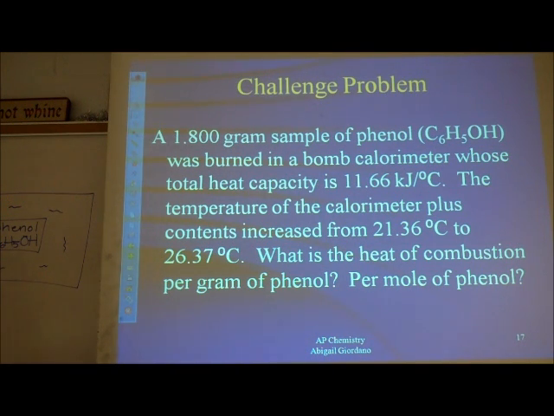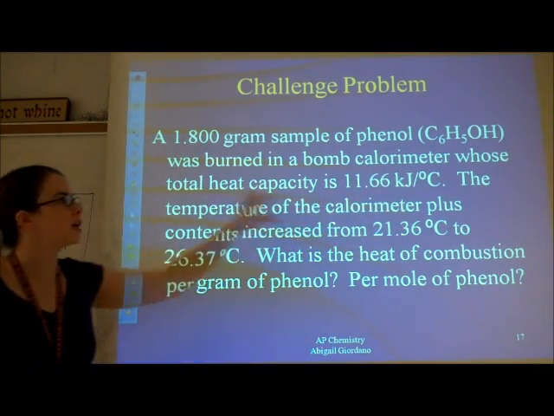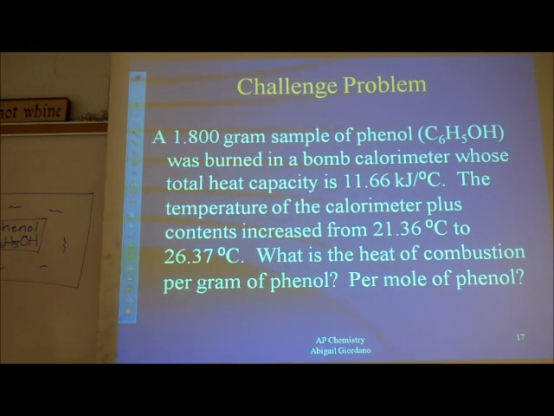All right. Let's keep reading. The bomb calorimeter, and I'm given some information about it. We're given a heat capacity. The temperature of the calorimeter plus its contents, that means including the water, increases from 21 degrees to 26 degrees.